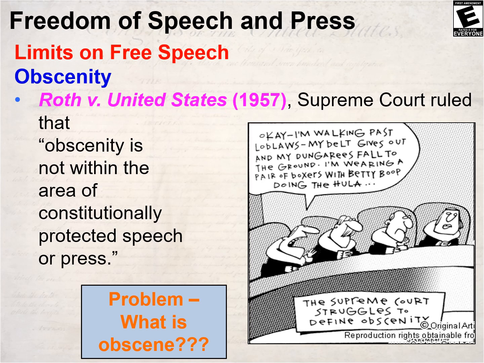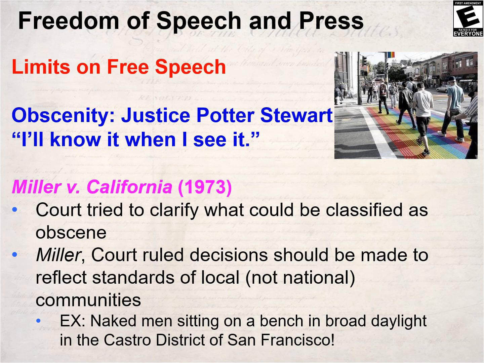If you want to see that, you have the right to see it, but you have to pay to see it. It just cannot be sent to your mailbox. And Mr. Ross said, well, I have free speech and press. Why can't I just do that? And the United States said, no, obscenity is not within the area of constitutionally protected speech or press. And just wait, it gets better. It was Justice Potter Stewart who said, I'll know it when I see it.